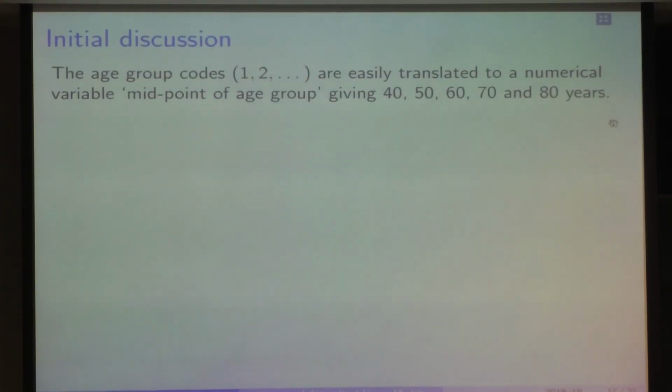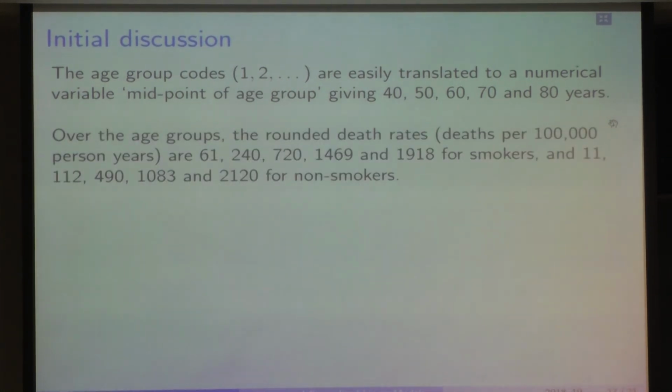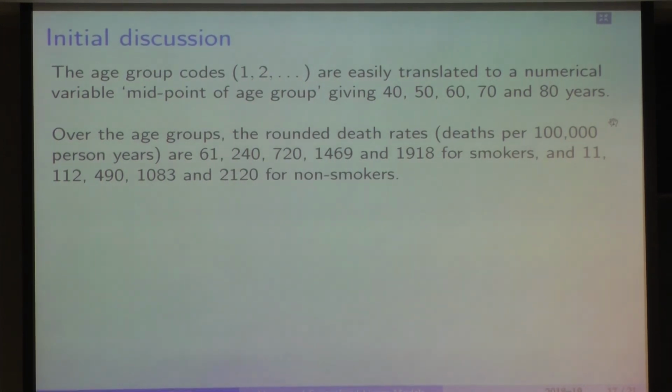Okay, so what we do in fitting this, we actually convert those age group codes to the midpoint. So that gives us an estimate for the doctor's age. Okay, so 40, for example, for that youngest group, and 80 for the oldest. So if we look at death rate, so these now deaths per person year, we get these figures, which are increasing over time, as we would expect. And we note that they are mostly higher for the smokers than they are for the non-smokers. There's actually an exception for the oldest age group where the one for non-smokers is slightly higher.